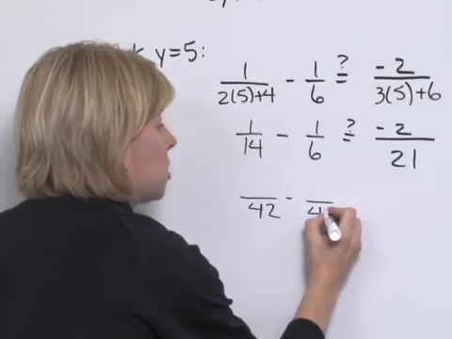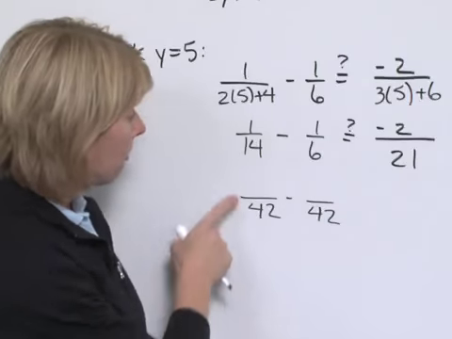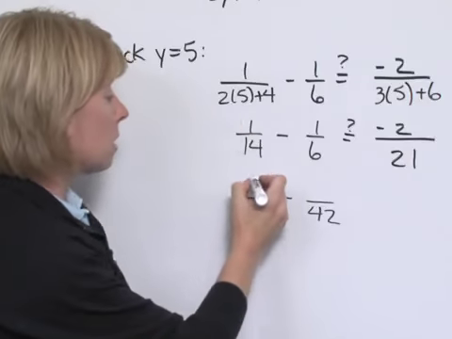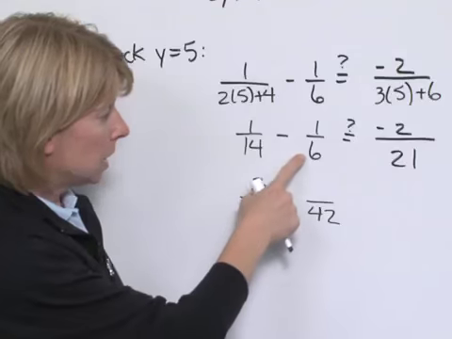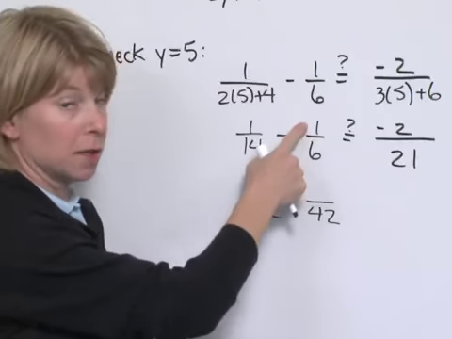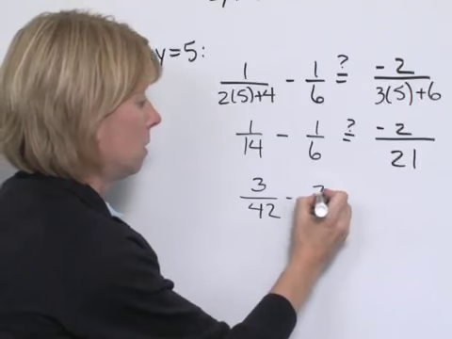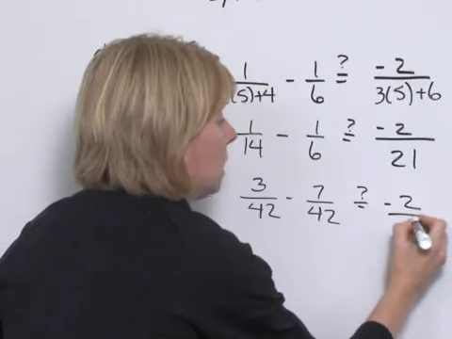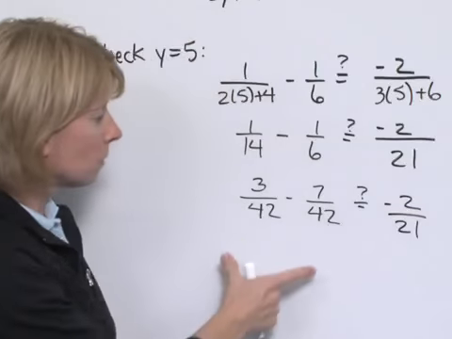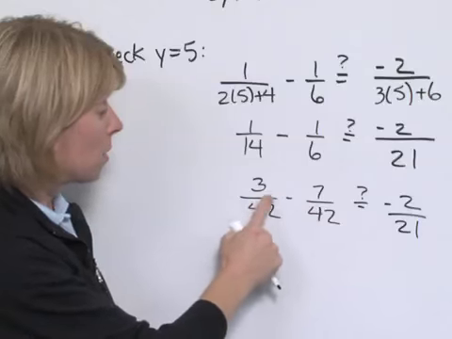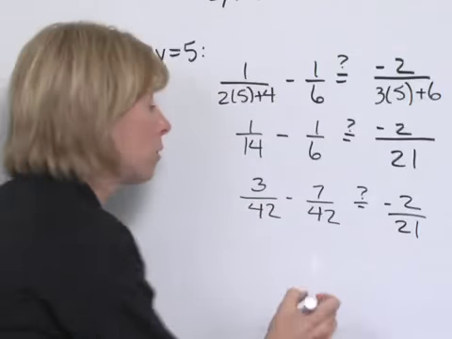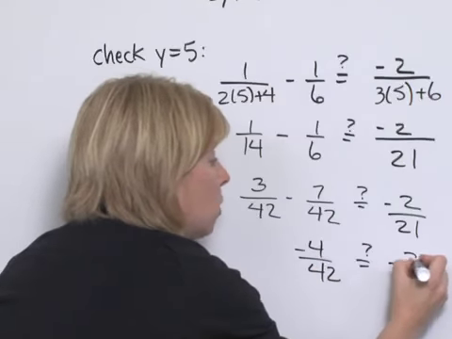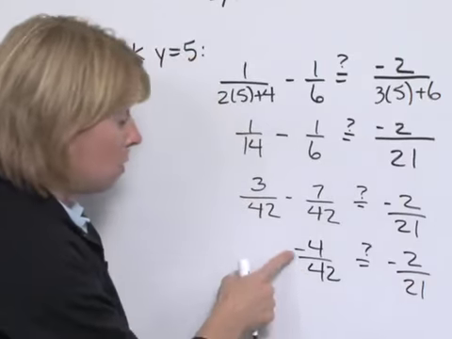So rewriting both fractions with 42 in the denominator, 14 times 3 gives me 42, so I multiply the numerator by 3, and get 3. 6 times 7 gives me 42. Multiplying the numerator by 7, I have 7. Does this equal negative 2 over 21? Well, if I combine the fractions here, 3 minus 7 over 42 is negative 4 over 42. Does that equal negative 2 over 21? Well, if I simplify it, it does.